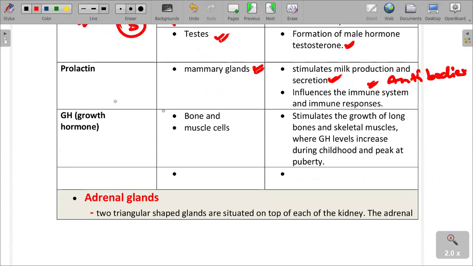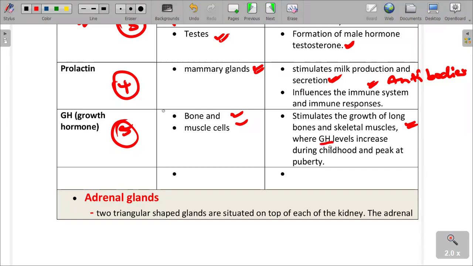Next, we have number 5, which is the growth hormone. The growth hormone targets the bones and muscles. So it talks about growth and cell elongation. What is the function of growth hormone? It stimulates the growth of long bones and skeletal muscles.